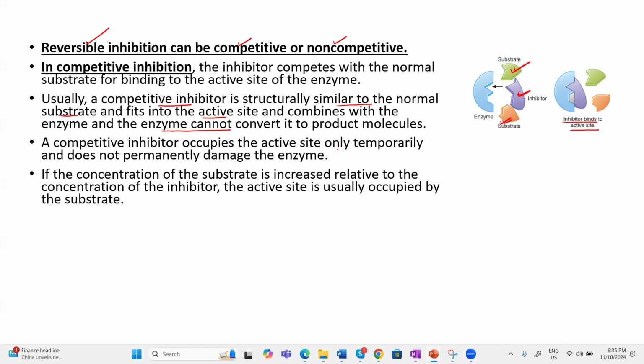But the main thing is that this attachment is only temporary. If you increase the substrate concentration, the inhibitor will not be able to bind to the active site, and the active site will be occupied by the substrate. So in competitive inhibition, the inhibitor resembles the substrate and binds to the active site before the substrate can bind.